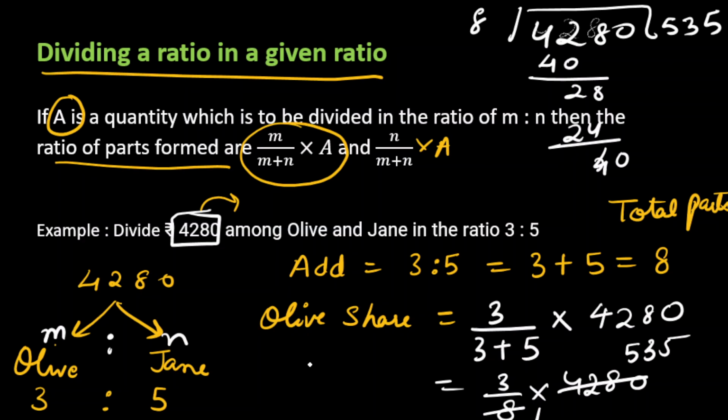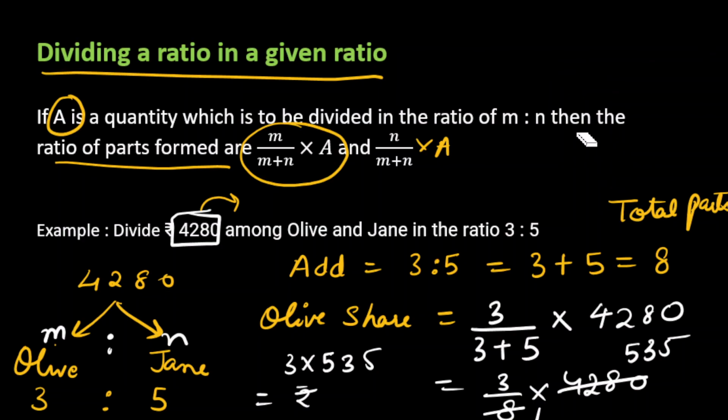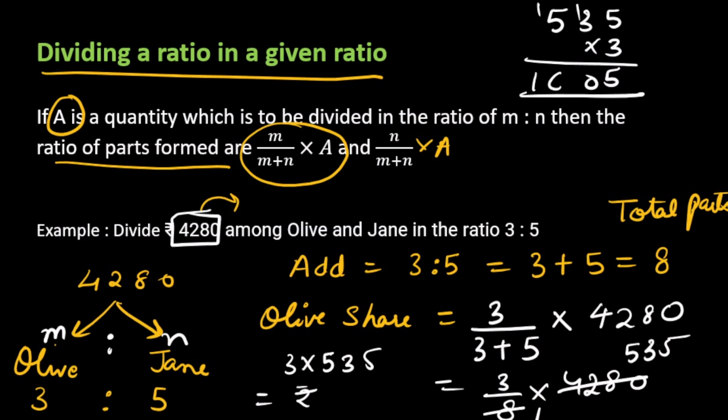Now 3 into 535 we can multiply. Let's see what we'll get. Multiplication we all know how to do. So let's do multiplication. So 535 into 3. So 3 into 5, 15. So this is 1605. So we found Olive's share.